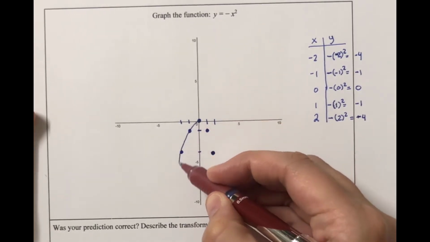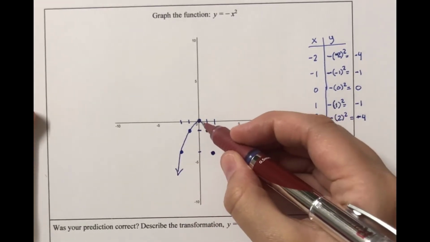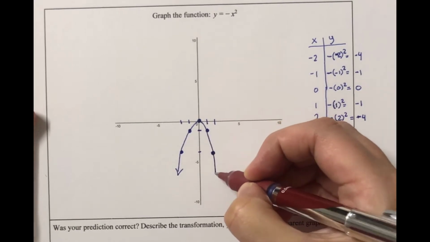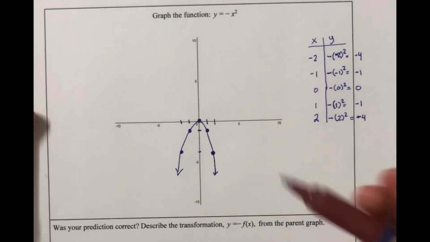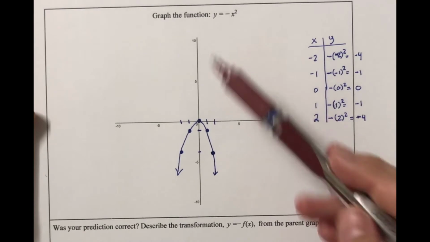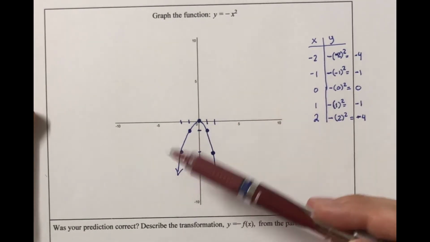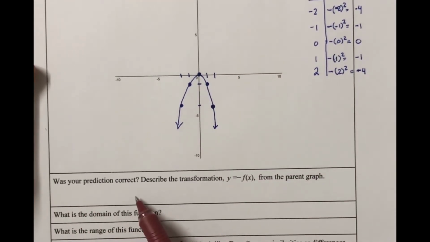And then this is a parabola, and this time it is going downward. So is that what you predicted? If so, then you were right. The minus sign in the front actually flipped our graph down. So was your prediction correct?